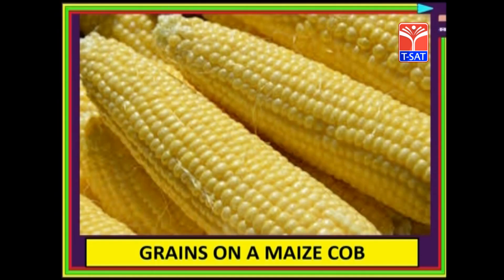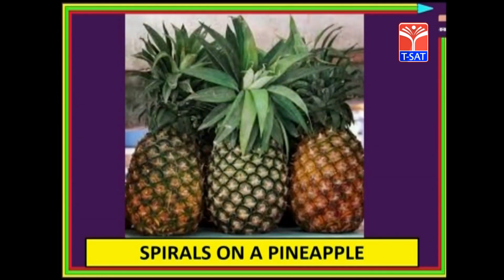Next, these are grains on a maize cob. The grains on the maize cob are systematically arranged in rows or columns like that. Next, these are pineapples. On the pineapples we can observe beautiful spirals. So like this we can observe many beautiful patterns in our daily life. Like that we can observe beautiful patterns in our subject mathematics also. So let us see some examples.